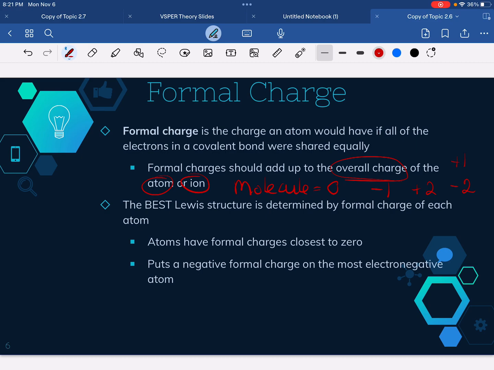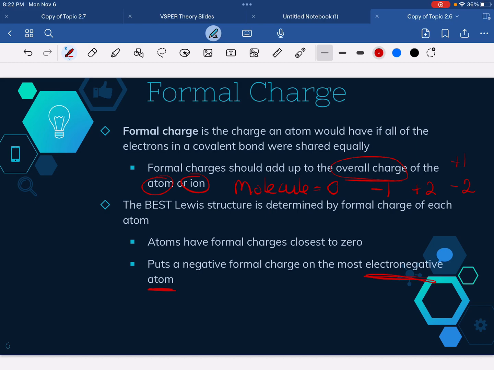The best Lewis structure is determined by the formal charge of each atom. The best formal charge to have on an atom is the closest you can get to 0. And negative charges go on the most electronegative atom.